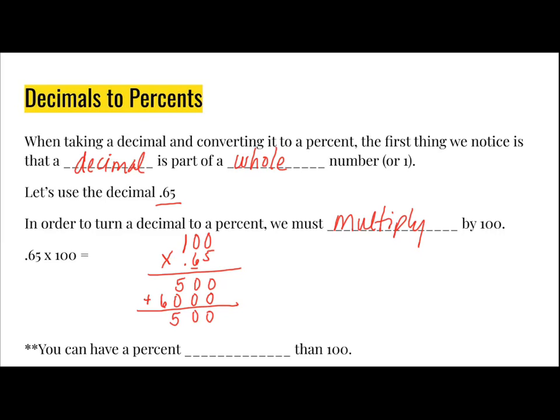0, 0, 5, 6. Now I have 2 digits behind the decimal point in my problem. So my solution also must have 2 digits behind. So that's where my decimal point would cut off my number. And so this is 65%. So 65 out of 100 is what this is telling us. I do want you, though, to keep in mind that a percent can be greater than 100. It is possible.